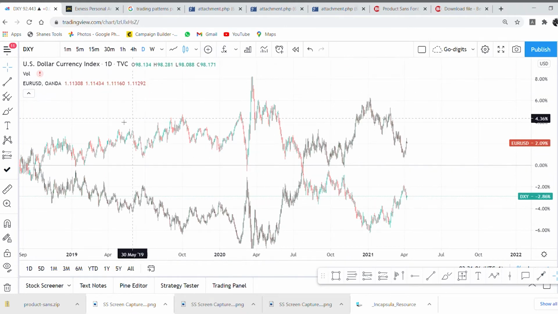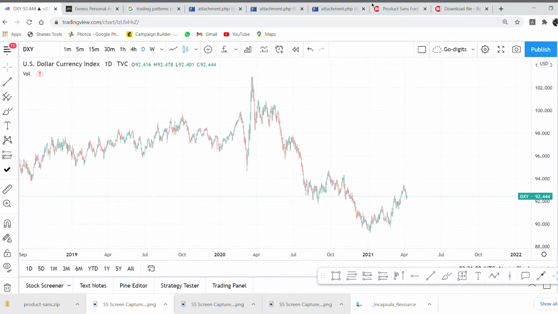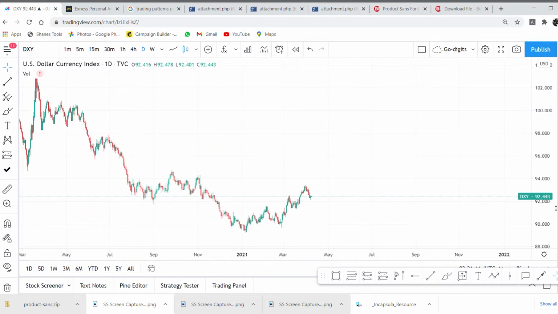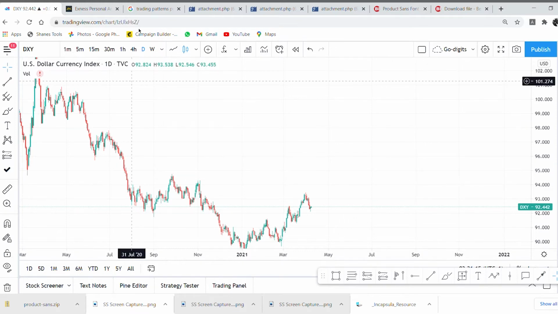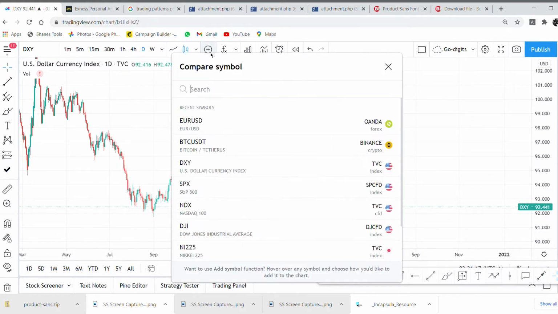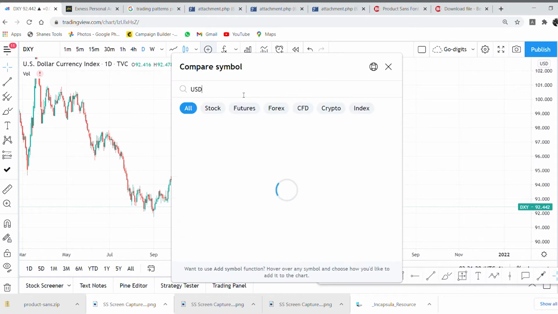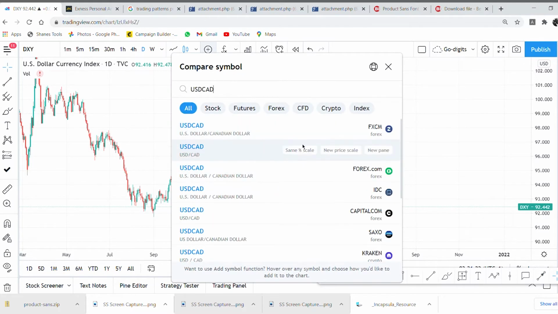Now let's take that off and overlay something that correlates positively with the dollar, like USD CAD. All right, now let's see. There's USD CAD, same scale.